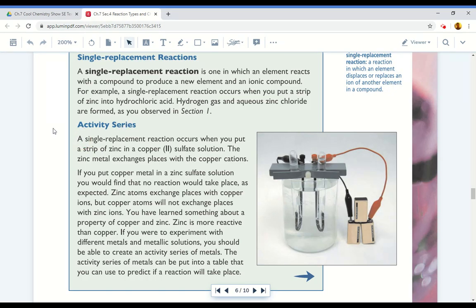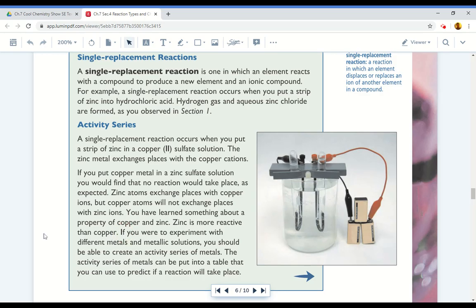Activity series. A single replacement reaction occurs when you put a strip of zinc in a copper(II) sulfate solution. The zinc metal exchanges places with the copper cations. If you put copper metal in a zinc sulfate solution, you would find that no reaction would take place, as expected. Zinc atoms exchange places with copper ions, but copper atoms will not exchange places with zinc ions. You have learned something about a property of copper and zinc. Zinc is more reactive than copper.